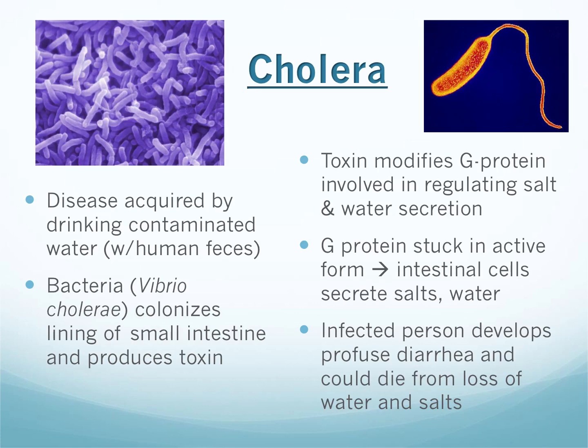So, cholera is actually a disease. You get it by drinking contaminated water, and the water is usually contaminated with human feces. It's a bacteria. It goes into your intestines and it messes with your G protein, so that receptor that we just looked at. The G protein is responsible for regulating your water and salt levels. So when you have cholera, your G protein gets stuck in the active form and the intestines secrete salts and water. And basically, you develop profuse diarrhea until you die. So you're basically producing too much water in your feces, and you're losing the water. So your body's getting depleted of water and you can die from dehydration.